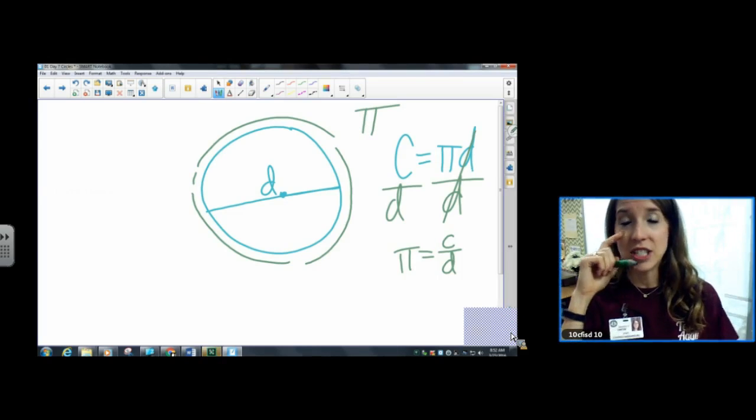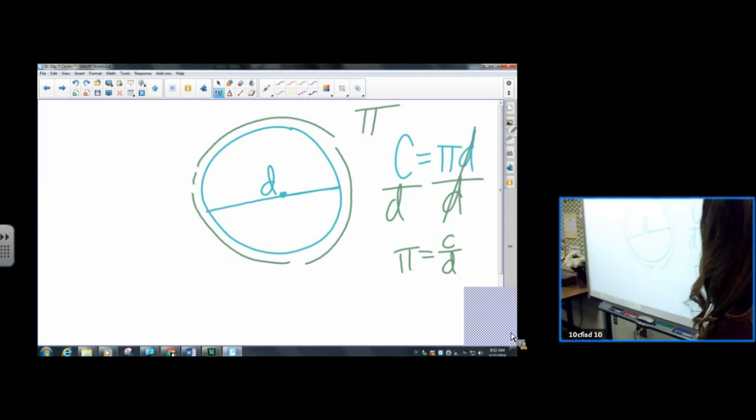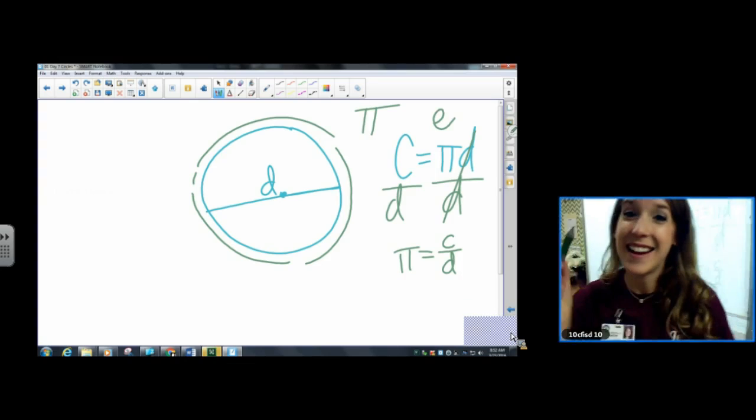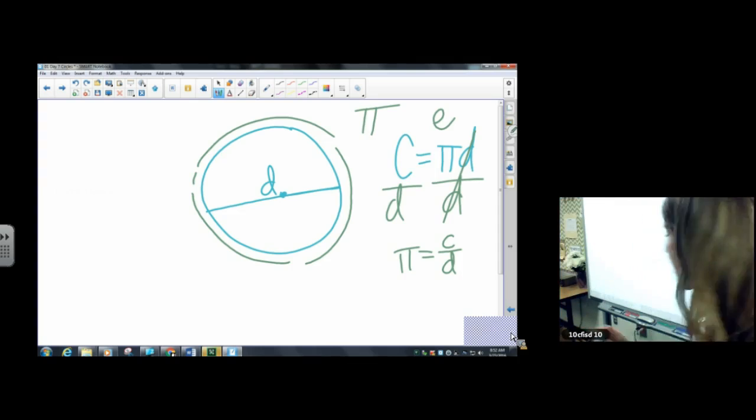So pi is just the name of this number. It is a number. You'll learn in a future math class about e, and it's also a really, really special number, so popular that it got its own name.